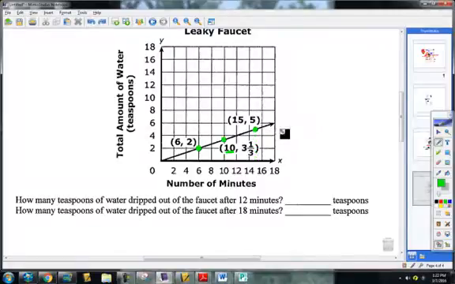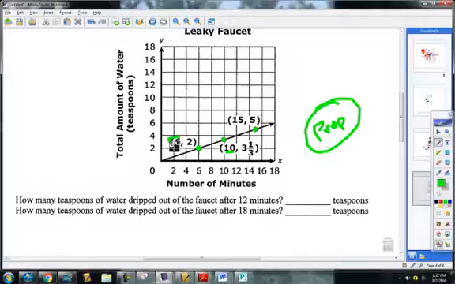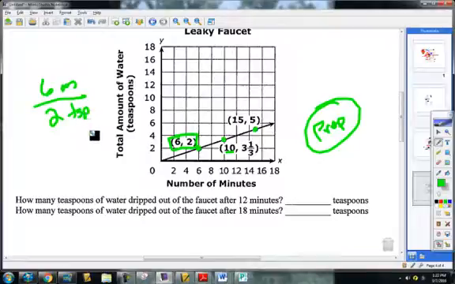Now you could do it a couple different ways. You could do proportions here if you wanted to, because this right here is a fake ratio, right? 6 minutes and 2 teaspoons. That's a fake ratio, and it gives you minutes. You could absolutely do it like that, or you could just look at your graph and go to 12 and then figure out what that is. Either way works on that one.